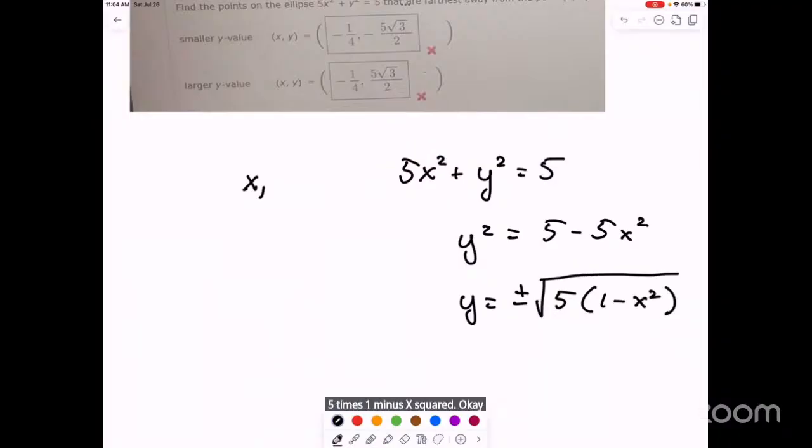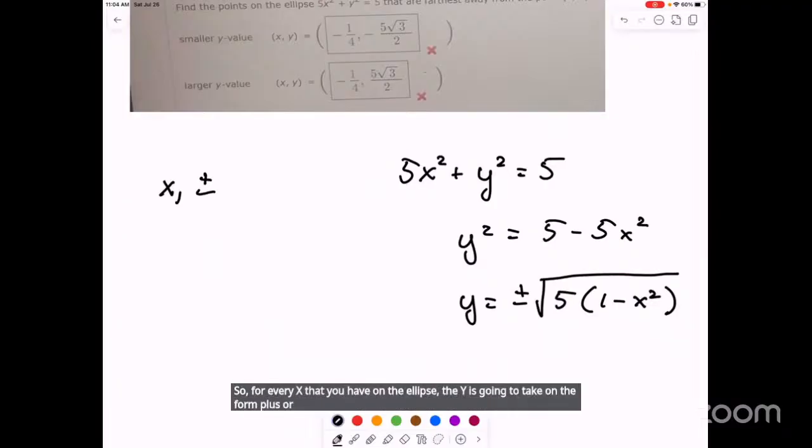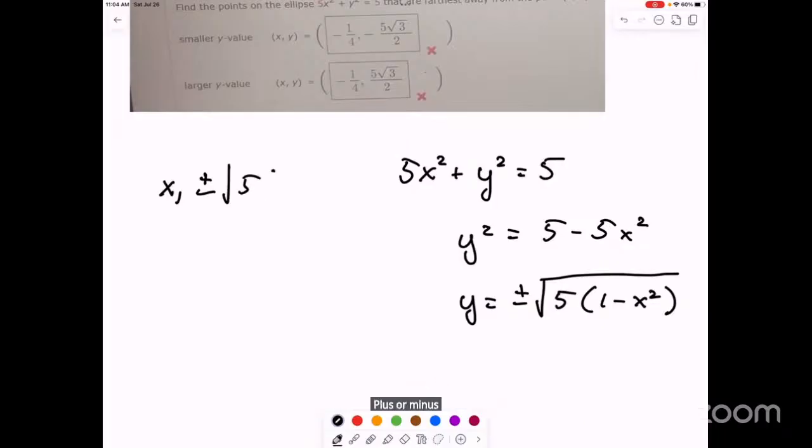Okay. So for every x that you have on the ellipse, the y is going to take on the form plus or minus, and these are really 2 ordered pairs, plus or minus the square root of 5 times 1 minus x squared. Okay. So that's how we capture all of the ordered pairs for this ellipse.